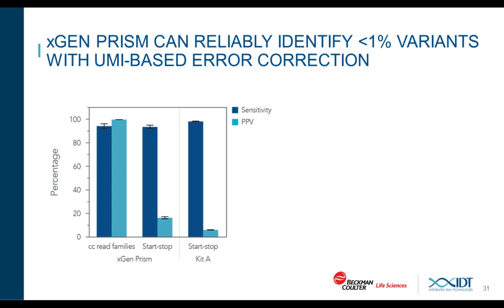After sequencing, reads were mapped using BWA, and start-stop deduplication or error correction across both strands was performed. So this is the same libraries from our case study that we went over, and it was captured with the custom 61 kb xGen lockdown probe panel. They reliably identify less than 1% variance with UMI-based error correction. So using UMI-based error correction dramatically increases variant calling accuracy while still maintaining great sensitivity percentage. This also greatly decreases the chances of false positive calls.